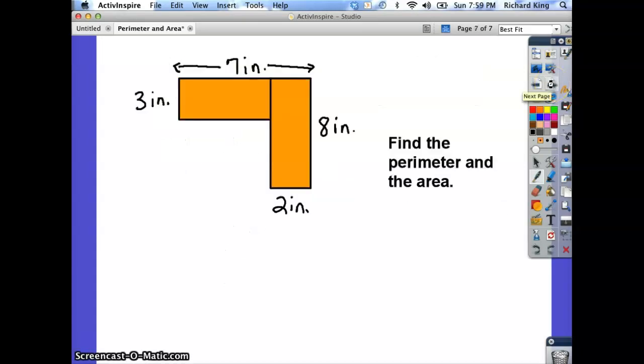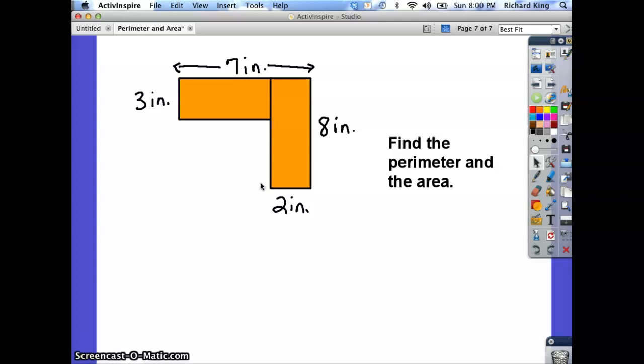Now this figure is a little different. I wanted to work this one because it could be this type of problem on your homework. You want to find the perimeter and the area. But if you'll look closely on this, you notice there's no dimensions for this side or this side right here. So we're going to have to figure that out from the information that we have.